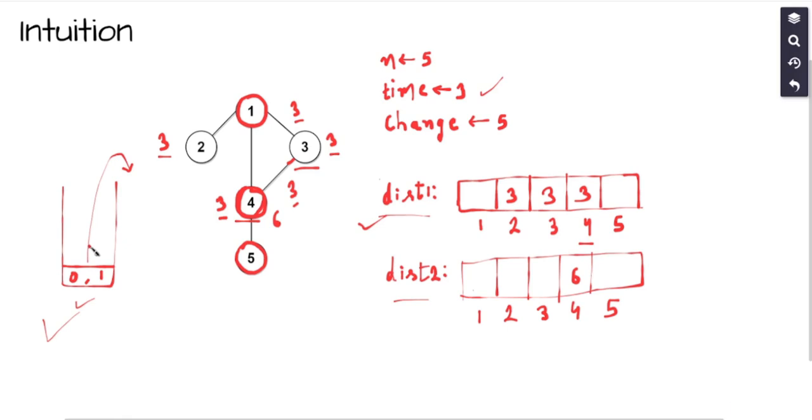Fine. So notice one point: if I'm performing two relaxations for a particular node, the first time I calculated the shortest distance through node number 4, the second time I'll calculate the shortest distance through node number 3 for node number 4.